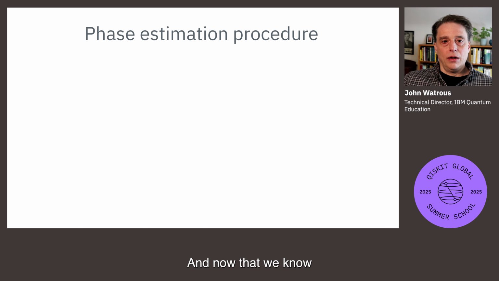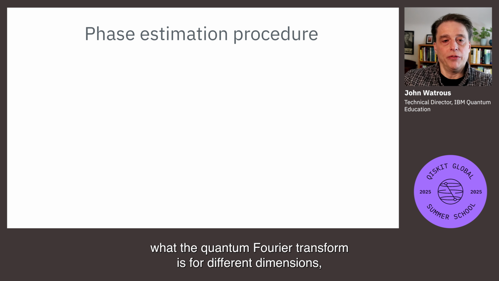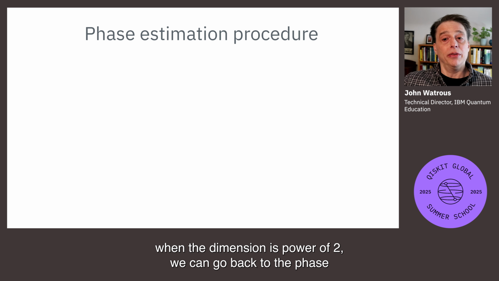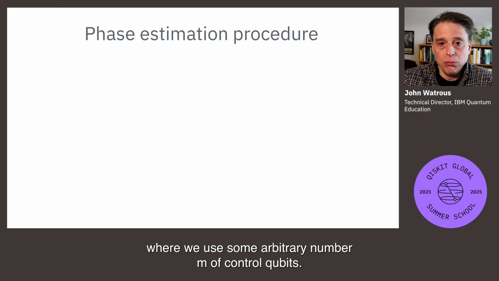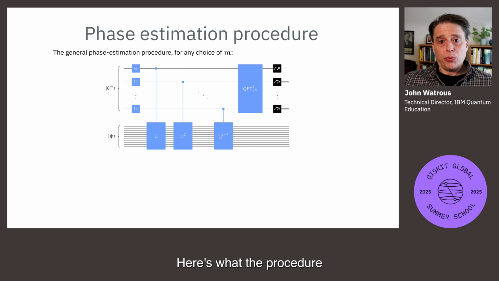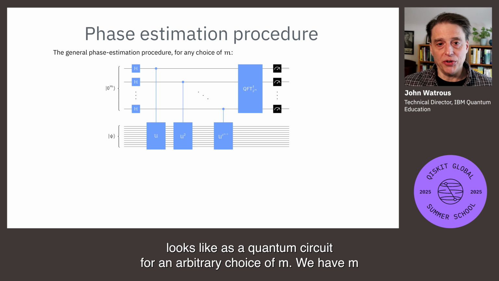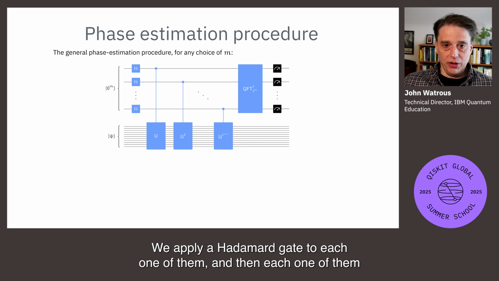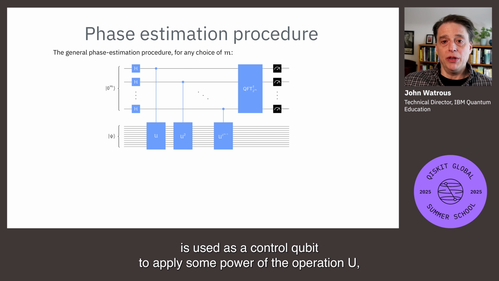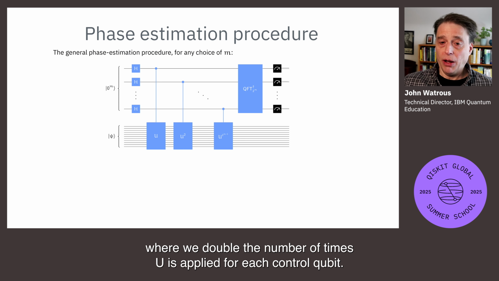And now that we know what the quantum Fourier transform is for different dimensions, as well as how we can implement it when the dimension is a power of 2, we can go back to the phase estimation procedure and see how it can be generalized, where we use some arbitrary number m of control qubits. Here's what the procedure looks like as a quantum circuit for an arbitrary choice of m. We have m control qubits on top, which we assume are all initialized to the 0 state. We apply a Hadamard gate to each one of them, and then each one of them is used as a control qubit to apply some power of the operation U, where we double the number of times U is applied for each control qubit.